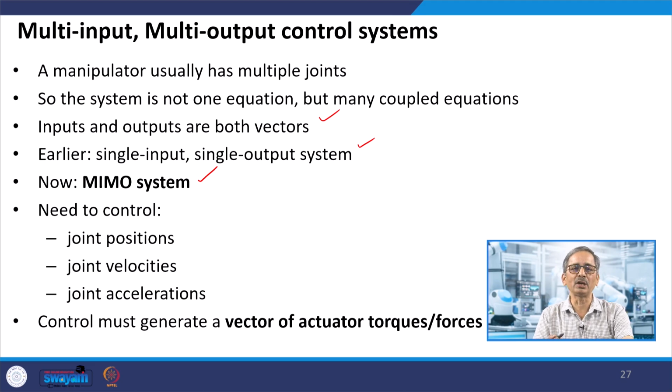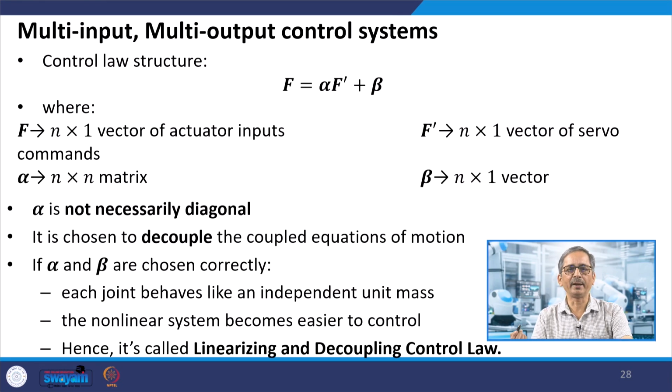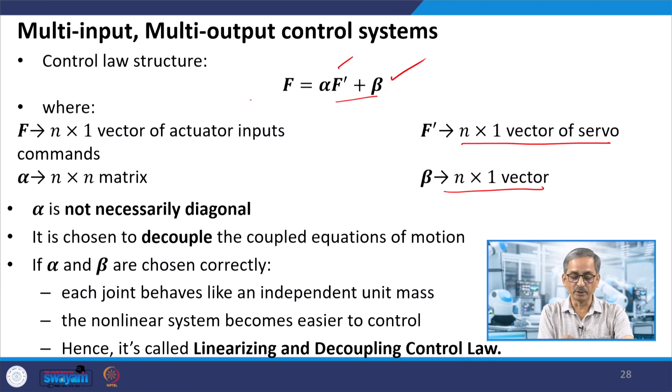What do we need to control? We need to control again the joint position, joint velocity and the joint acceleration. And what should we get? We should get the vector of actuator torques or forces. Here again we can have the same model based control law which we have seen earlier. Now the difference is that here f dash is going to be an n cross 1 vector of servo, beta is again an n cross 1 vector, f is an n cross 1 vector, and alpha is going to be an n cross n matrix. Alpha need not be diagonal.